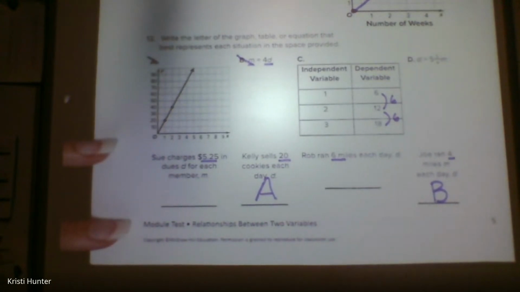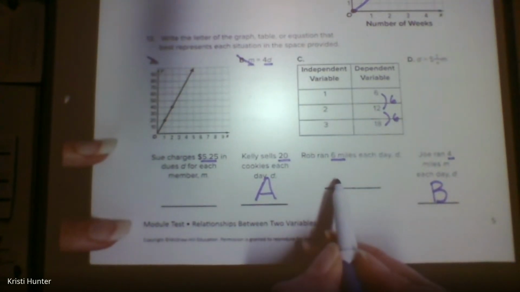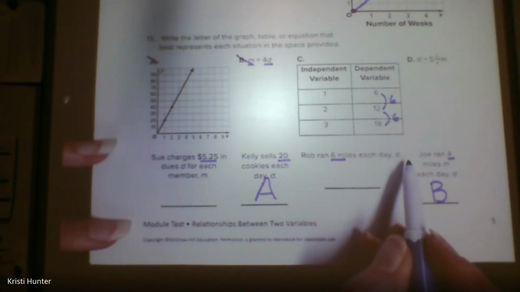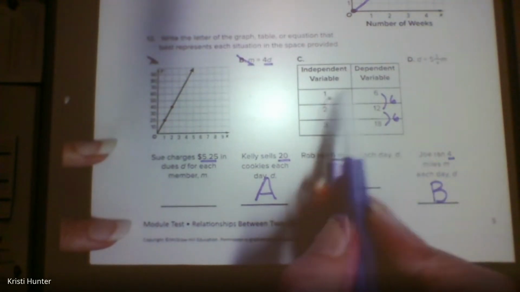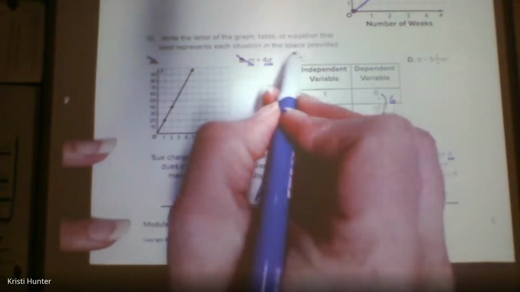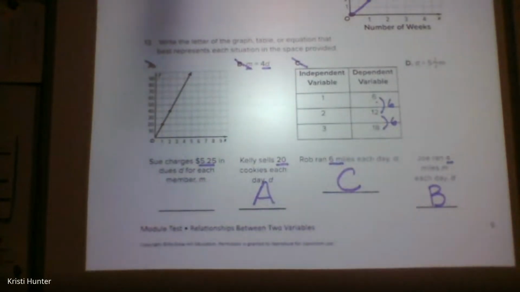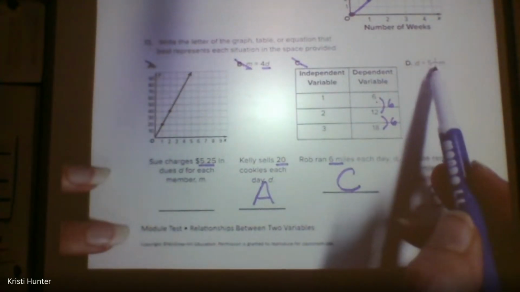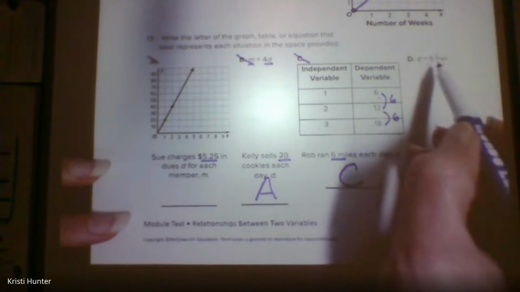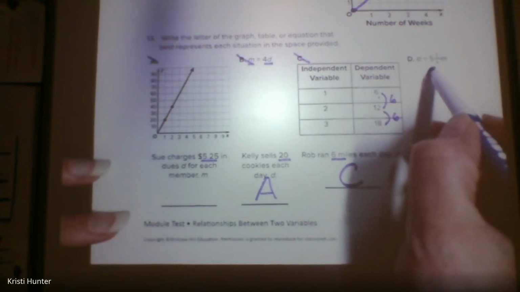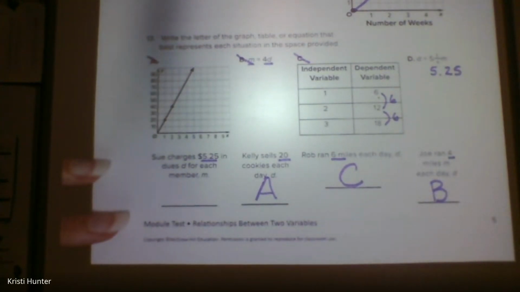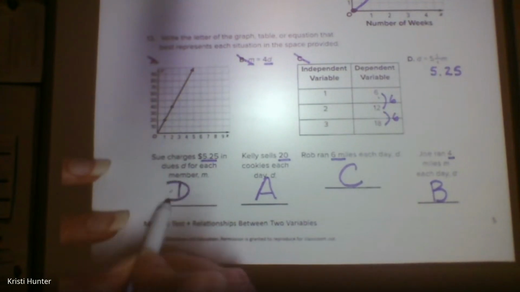So 6 must be an important number. Let's see if this one makes sense. Rob ran 6 miles each day. One day, 6 miles. I think that one works there. And letter D, 5 1/4 M. Well, remember, 1/4 is 1/4 or 25 cents. So this one would be letter D.